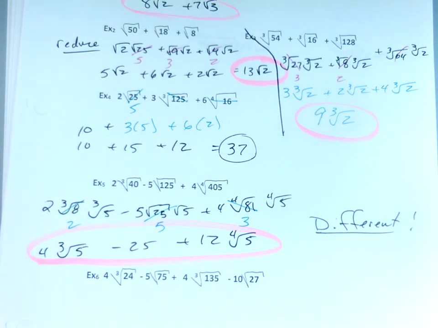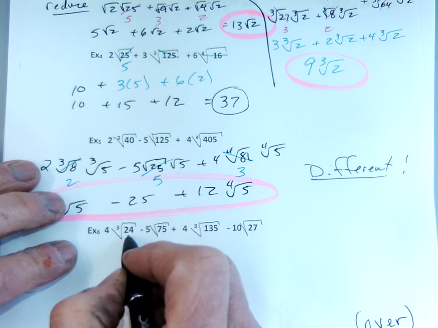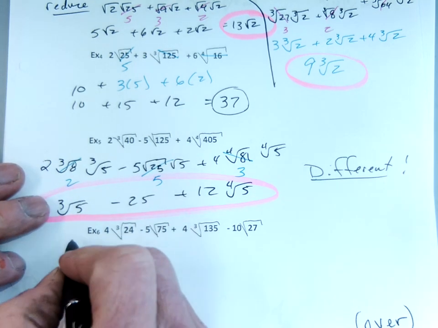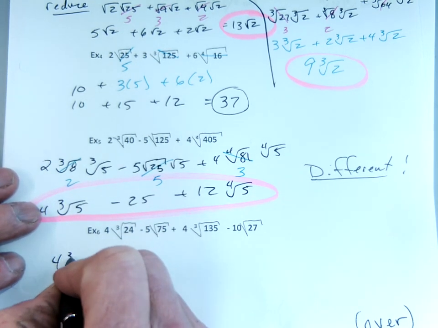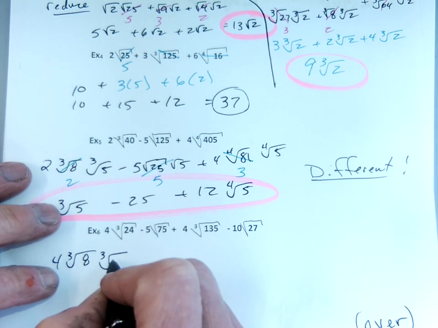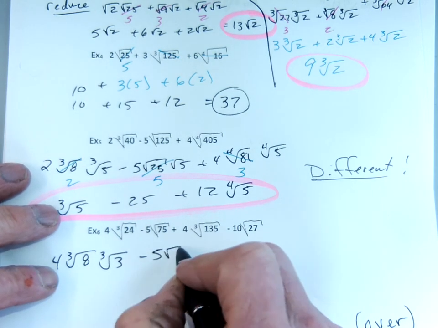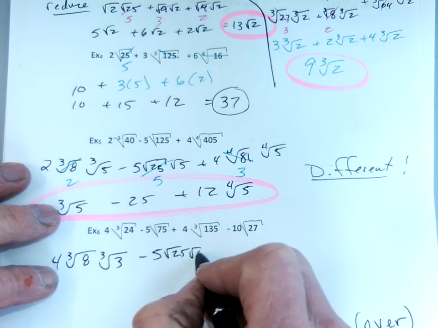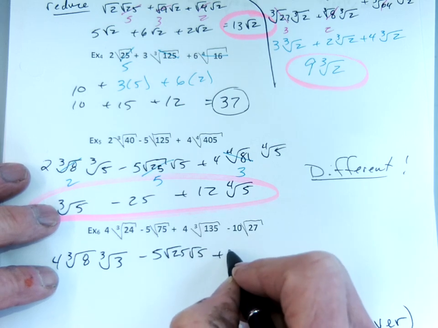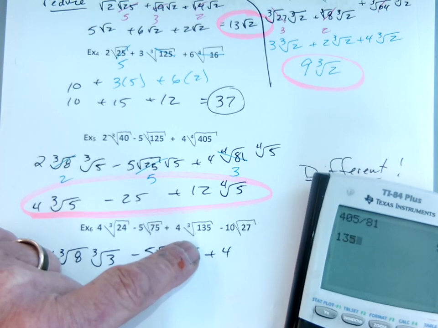All right, now, again, let's see what we can do. Example 6. I'll change 24 into 8 and 3. So I've got 4 times the cube root of 8, because that's a perfect cube, times the cube root of 3. Minus 5, that's a square root, so square root of 25 and 5, plus 4 cube root of 125. It's got to be one of these. 135. Let's see, 135. I'm going to divide by 27. Aha, it is 27.